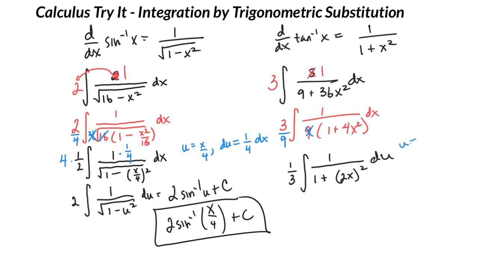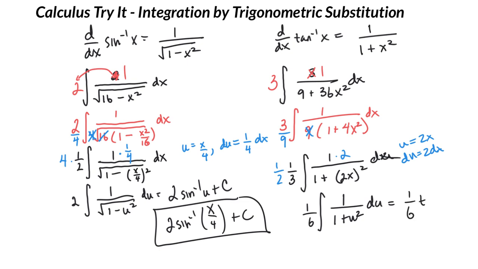If u is equal to 2x, du is equal to 2 dx. I'd like there to be a 2 dx. I can offset that with a 1/2 up front. So this becomes 1/6, 1 over 1 plus u squared. The antiderivative is inverse tangent. And resubstitute back in. Plus c.